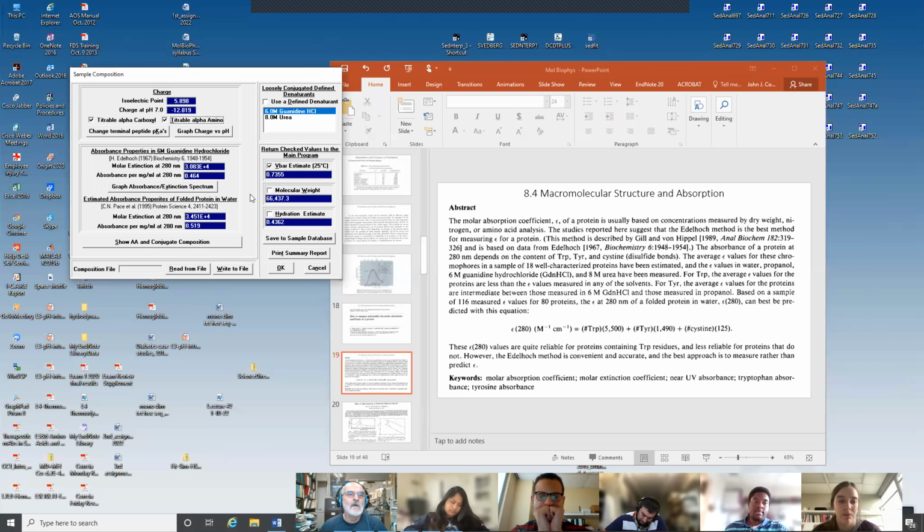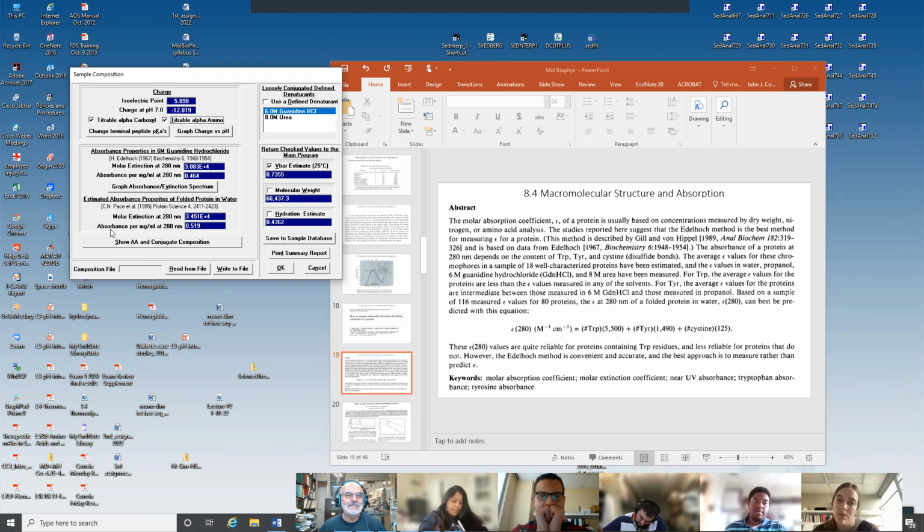All right. But notice what this table also gives. It gives the absorbance properties in guanidine and the estimated absorbance properties of the folded protein in water. And it's using the method of PACE. The one up above uses the initial Edelhoch method for guanidine. This is using the method for PACE.